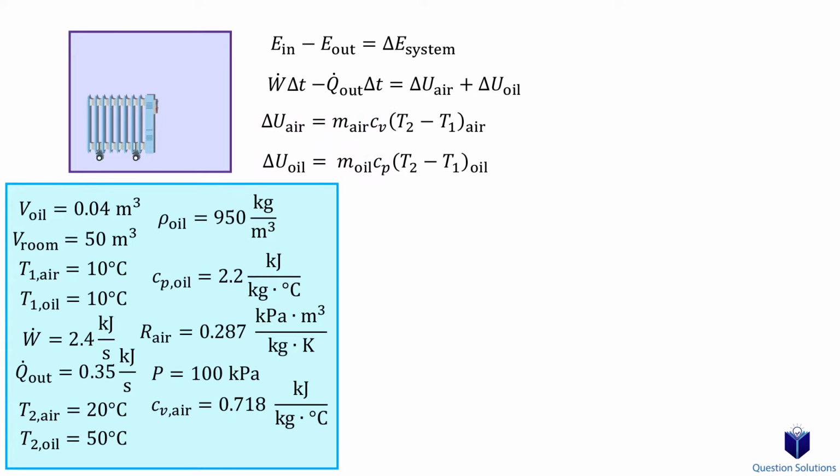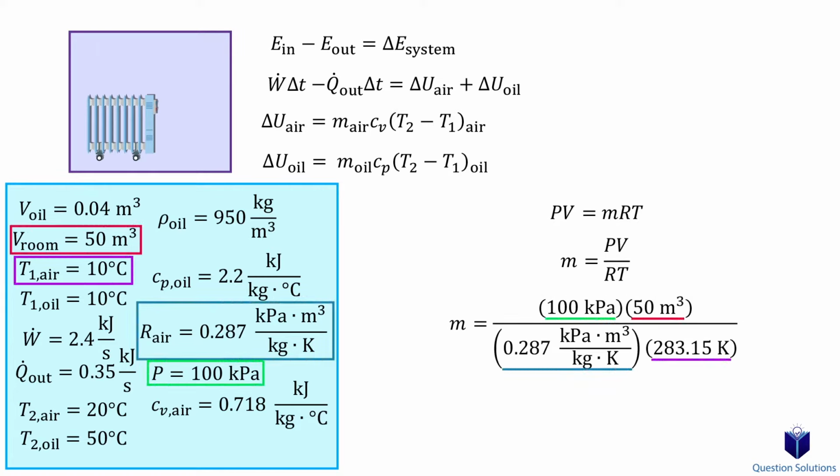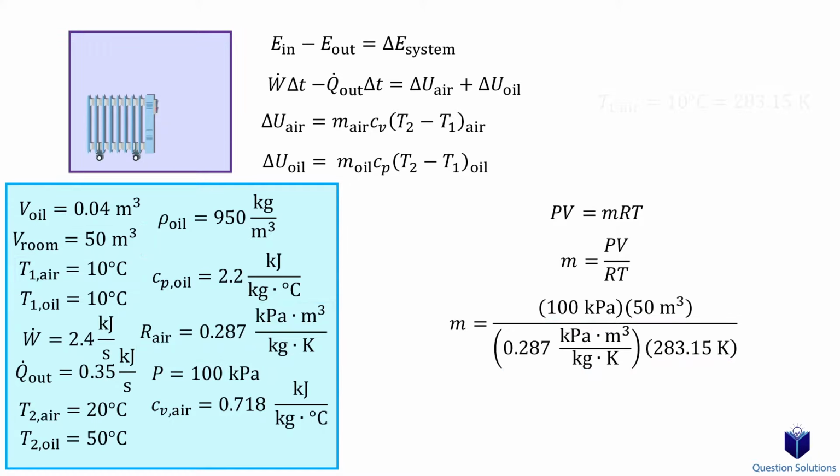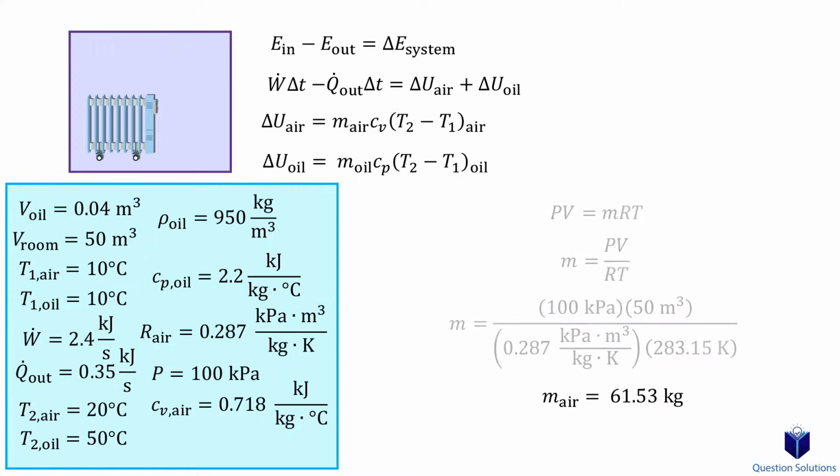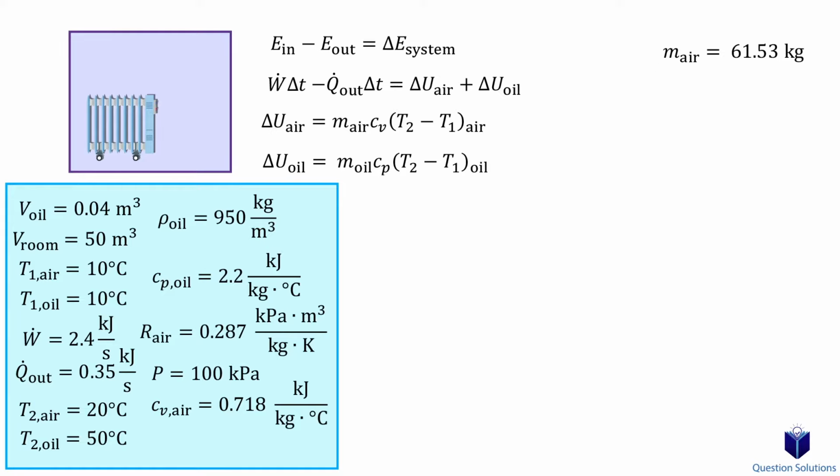To do so, we need to keep in mind that with the parameters given, the air will act as an ideal gas. So let's write down the equation for an ideal gas. Let's isolate it for mass. Now we can plug in the initial values given to us. Don't forget, we need our temperature in Kelvin to use this equation. Let's solve.